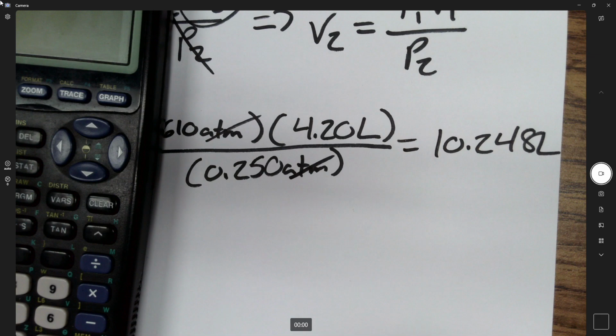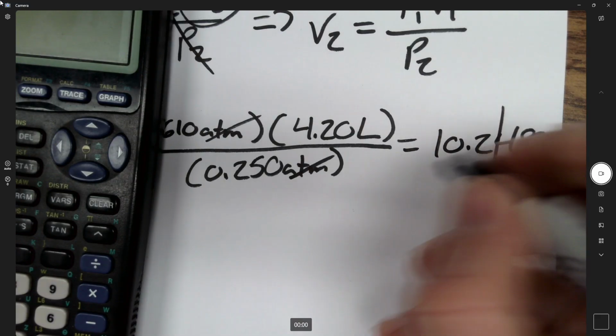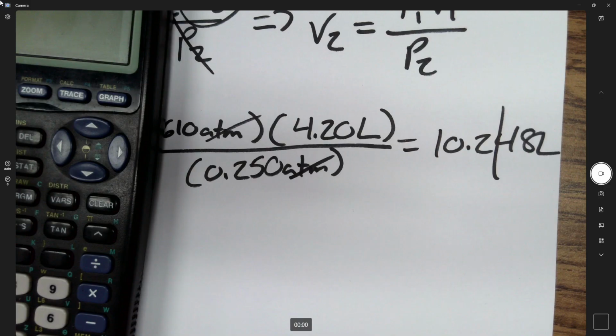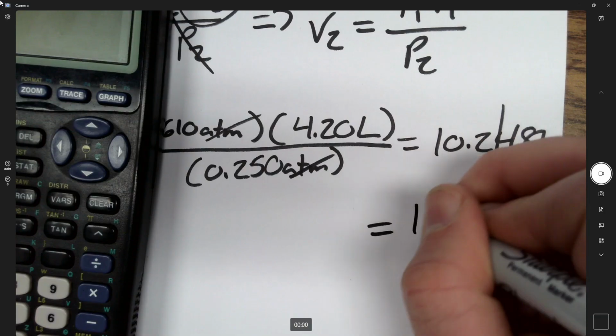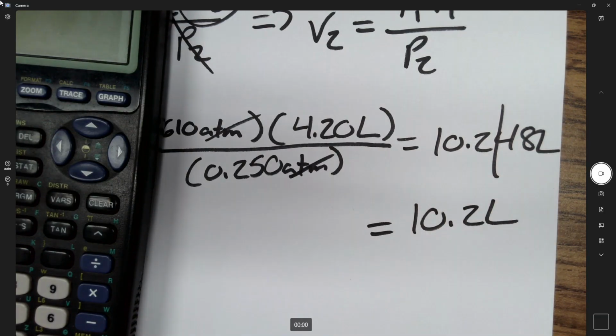Is this my final answer? No. How many sig figs does my final answer have? 3. Is my 4 big enough to push my 2 to a 3? No, it's not. So it means my final answer is 10.2 liters.